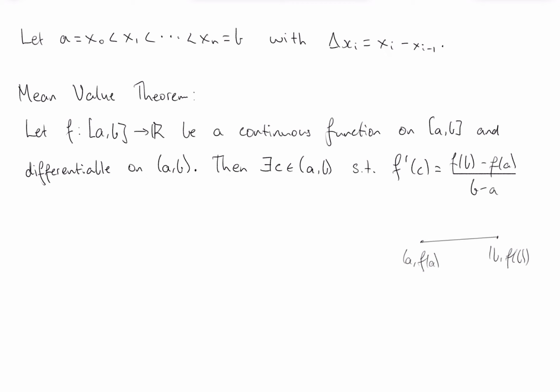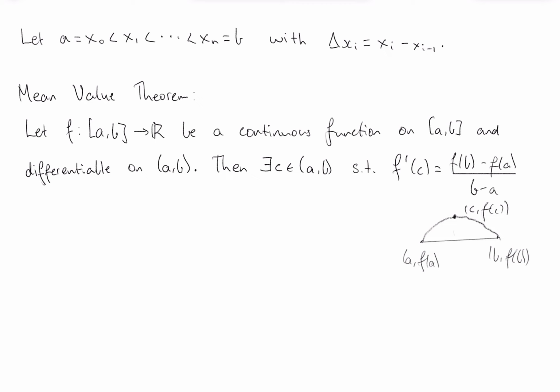You have the line joining those 2 points, and you have some function going like this or whatever. Actually, let's go like that. Then what this mean value theorem is saying is that there is some point c. In this particular case, the c would lie pretty much right here, c and f of c.